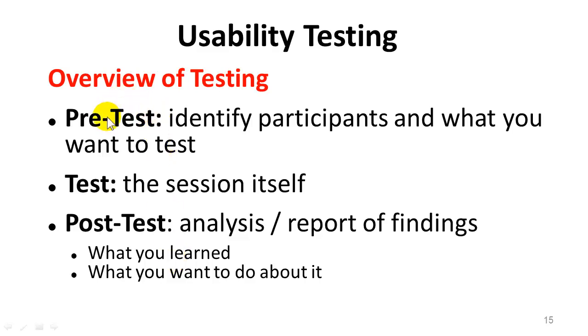You generally have the usability testing set up in 3 different phases: the pre-test, the test itself, and the post-test. The pre-test is important. This is where you're going to identify the participants, and you're going to think about what are we going to test, and you need to set the test up. Then we have the test session itself, and now the post-test is the analysis or the reported findings. What did we learn, and what are we going to do about it?